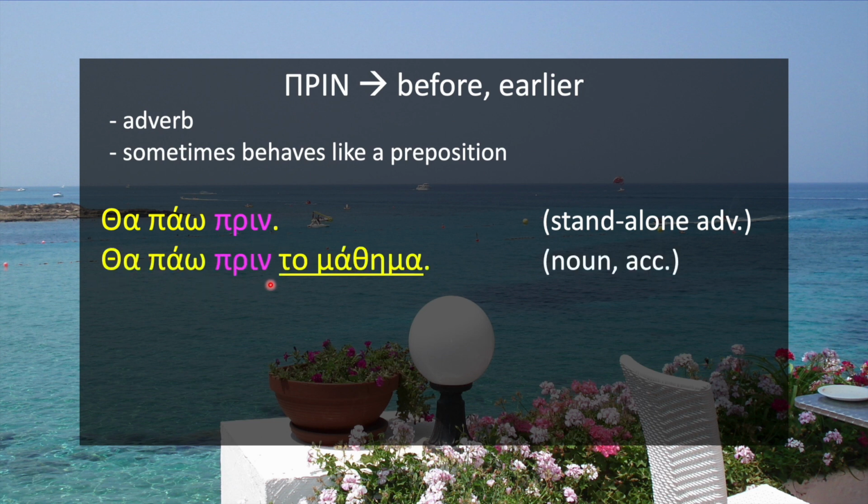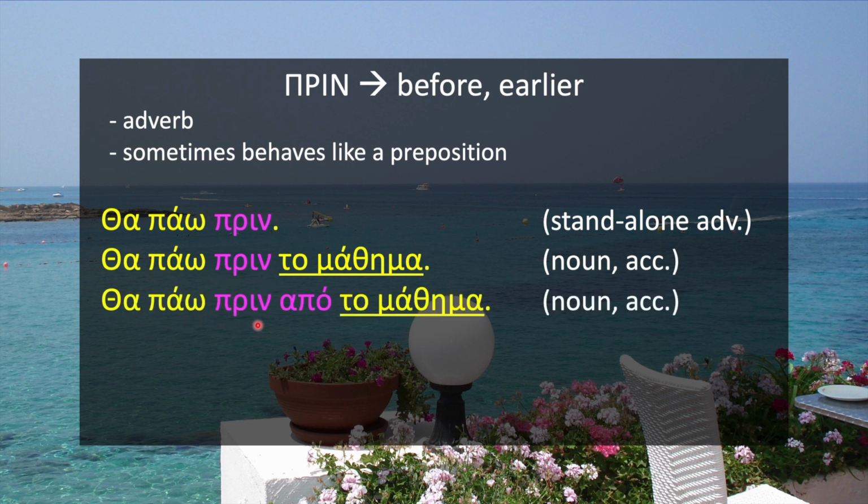Θα πάω πριν το μάθημα. I will go before the lesson. Here πριν behaves like a preposition because there is nothing between πριν and το μάθημα. There is no other preposition, so it behaves like a preposition. Θα πάω πριν από το μάθημα. Πριν από. Here we have a preposition, από, so πριν behaves like an adverb. Πριν από, just like the other adverbs we saw earlier.